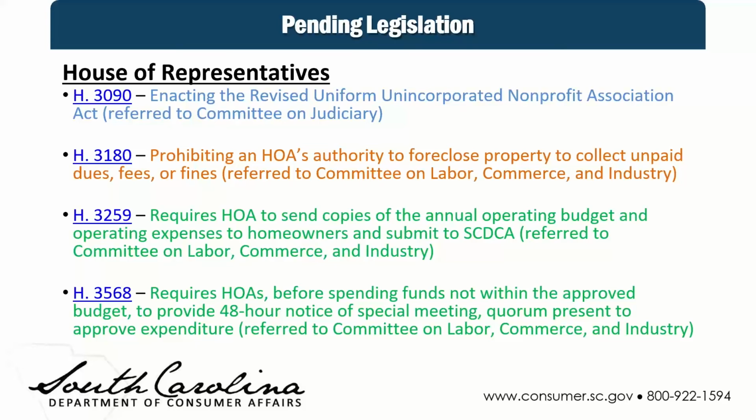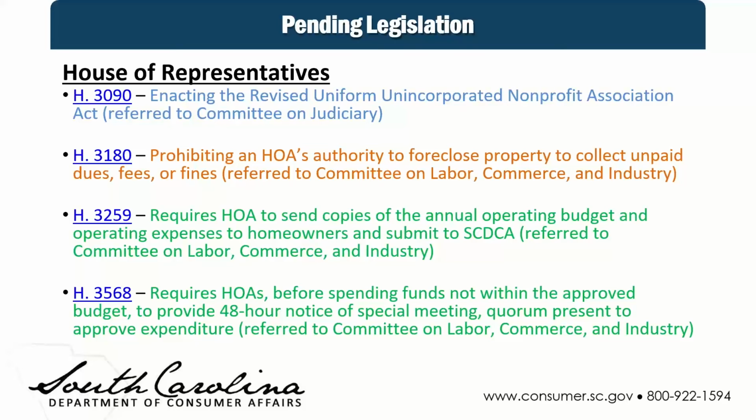But as far as pending legislation goes, there are a few things such as H3090, which would enact the revised Uniform Unincorporated Nonprofit Association Act. This is a model set of laws that 17 other states have adopted. It establishes that a nonprofit association is a legal entity distinct from its members and managers and affords the nonprofit association the same powers as an individual to do all the things necessary or convenient to carry on its purpose. It also imposes some liability limitations on members and managers and relaxes some formalities regarding a nonprofit corporation's exercise of powers.